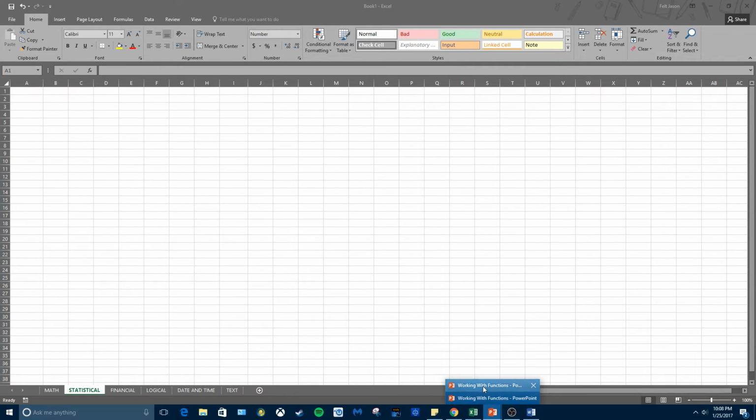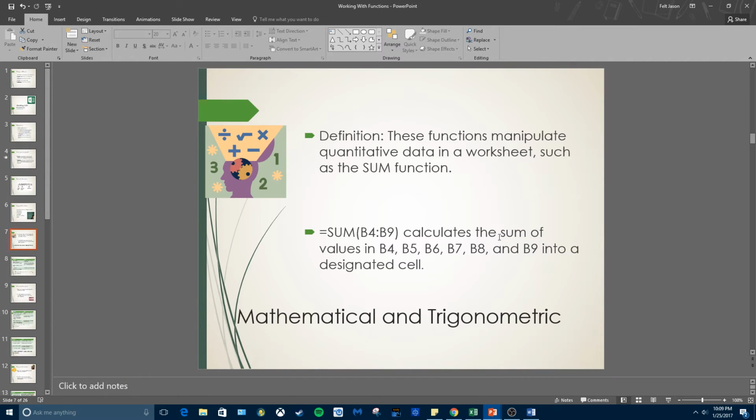All right. So back to what I was saying. The math and trig functions: sum is a math function. You're doing something with that data, adding it up. You're manipulating quantitative data, that's data you can count, such as with the sum function. So this sum function here, equals sum B4 through B9, calculates the sum of values in B4, B5, B6, B7, B8, and B9.